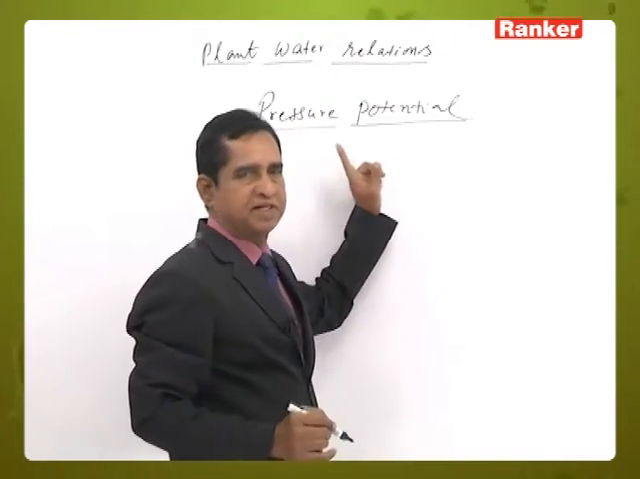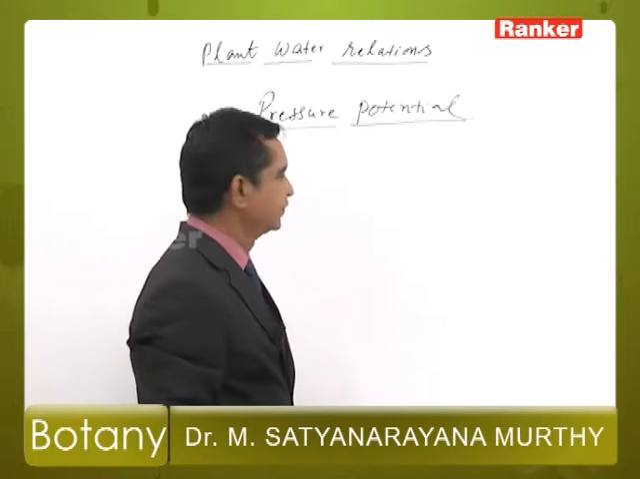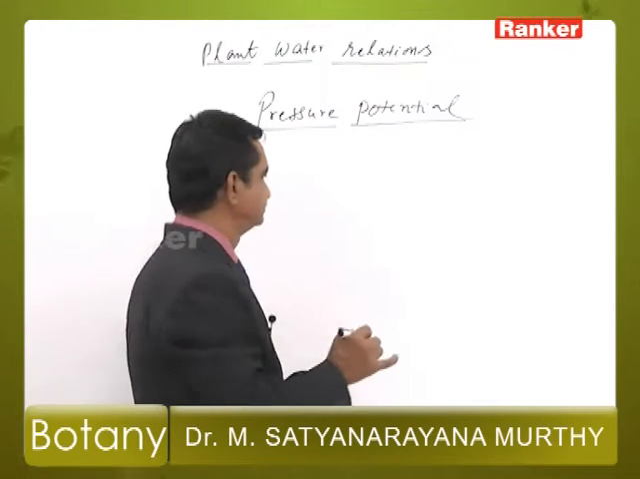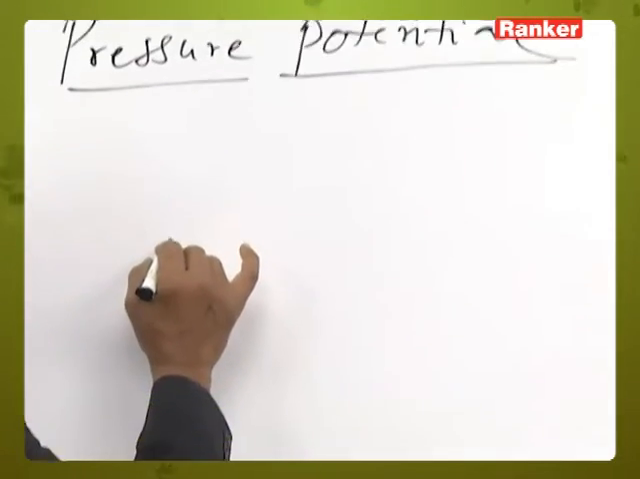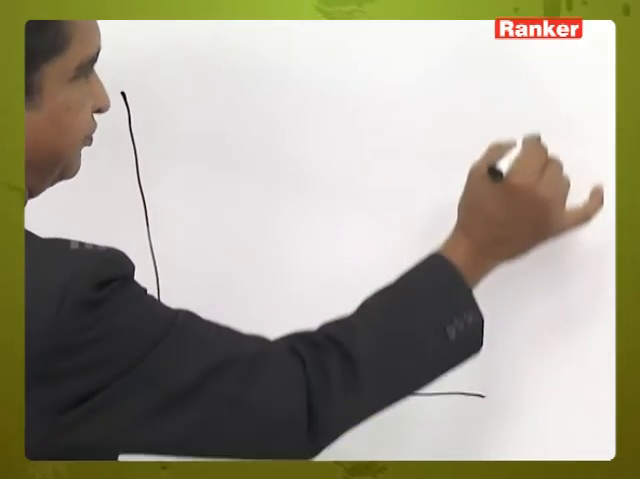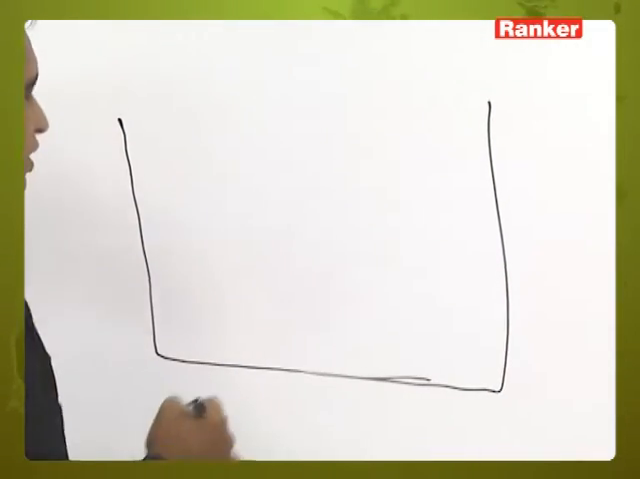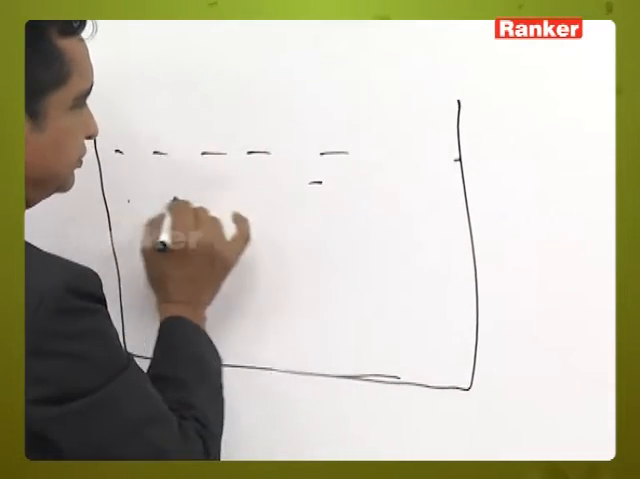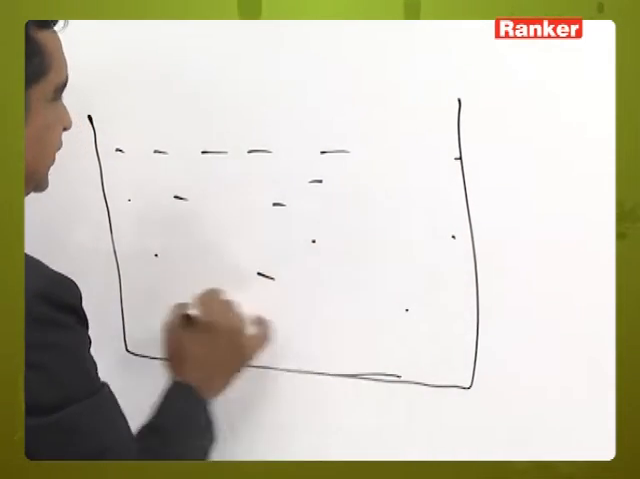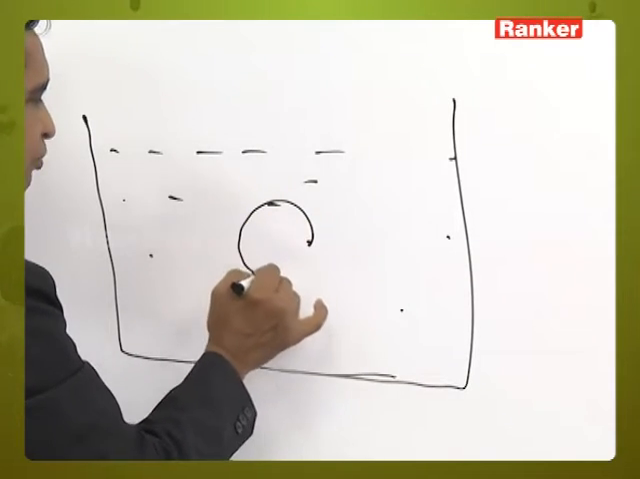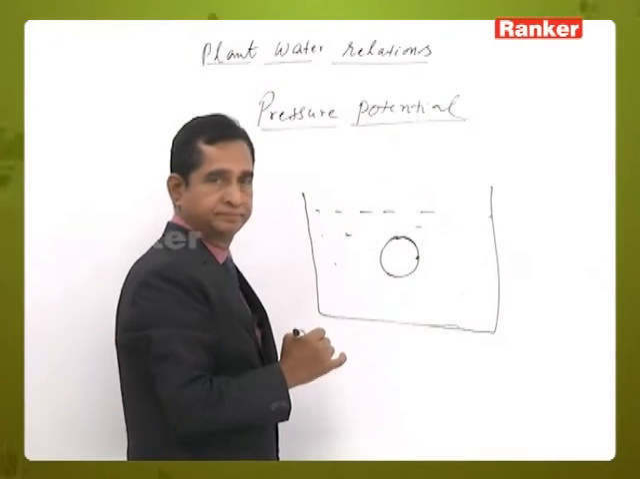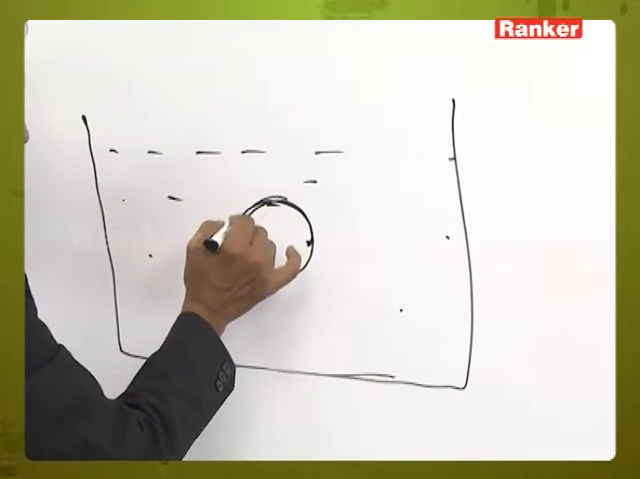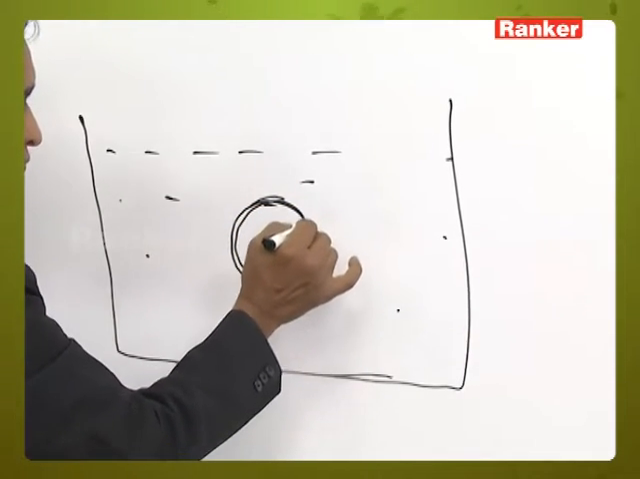To understand this pressure potential, you should take a living cell. For example, here is a beaker containing water. Here you have placed a cell, and this cell has a cell wall.